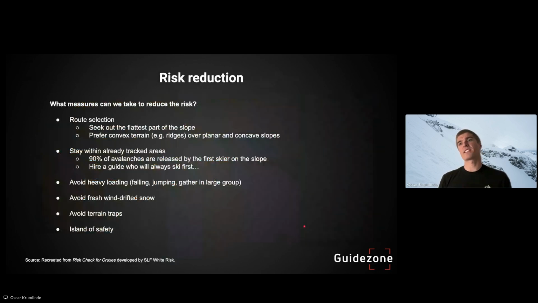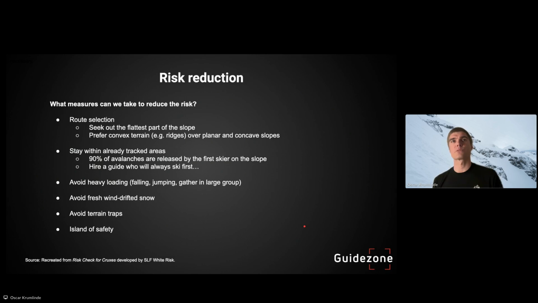We prefer convex terrain, for example the ridges, over planar or concave slopes, because evidence has proven that planar and concave slopes are more likely to trigger an avalanche. We can also stay within already tracked areas. I've talked about this quite a lot, tracked areas. Why is that? Well, it's because 90% of avalanches are released by the first skier on the slope. So if someone else has skied it, it does not mean that it's a safe avalanche slope.